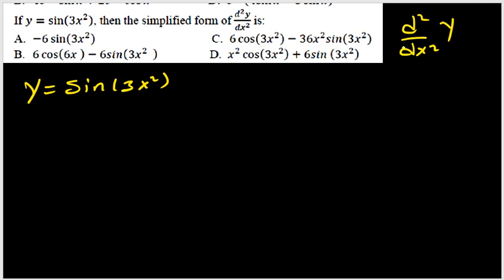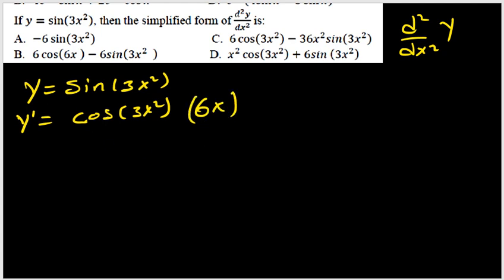Next one, we have a function y which is equal to sine of 3x squared. And then we need to find d squared y by dx squared. That means we will differentiate y twice. So what will be the derivative of y? The derivative of sine is cosine of 3x squared, times, by the chain rule, the inner derivative, which is 6x.